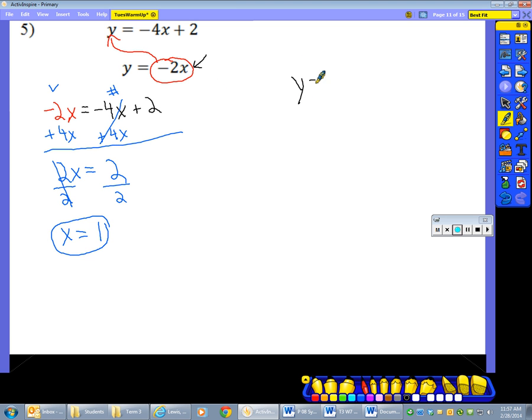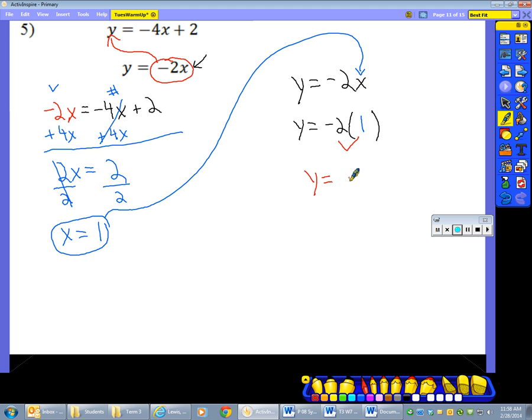So I'm going to first write the equation out, y equals negative 2x, and I'm going to take this 1 and sub it in for x, and my equation will look like this. Y equals negative 2 times 1, because that's what x equals. So now when I solve this, I have a negative 2 times 1, so y equals negative 2. So when I'm writing my coordinate pair, my answers, I've got x equals 1 and y equals negative 2.